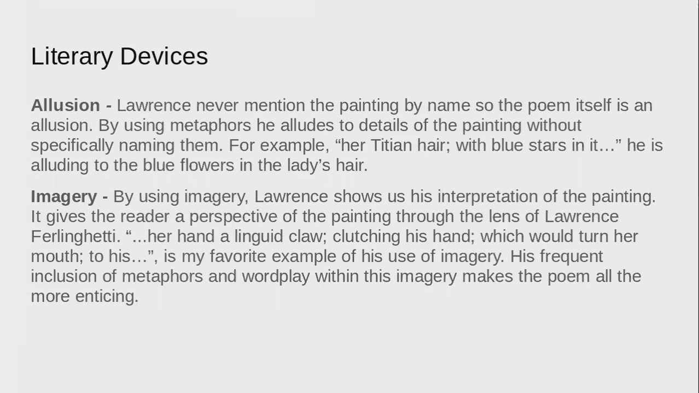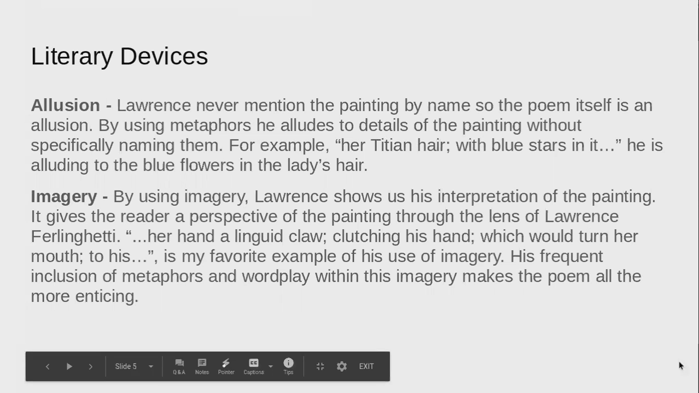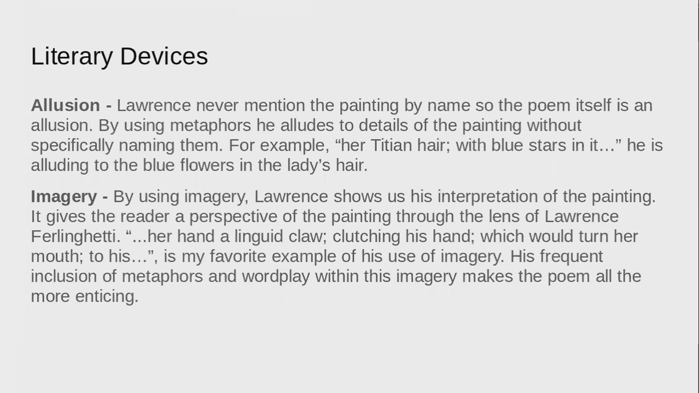And finally, he used imagery. By using imagery, Lawrence shows us his interpretation of the painting, and it gives the readers a perspective of the painting through the lens of Lawrence Ferlinghetti. Her hand a languid claw clutching his hand, which would turn her mouth to his, is my favorite example of his use of imagery. His frequent inclusion of metaphors and wordplay within this imagery makes the poem all the more enticing.